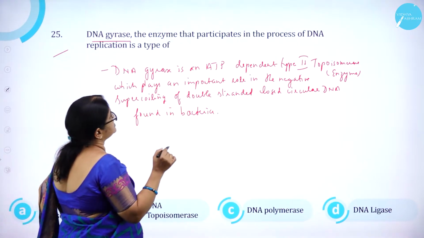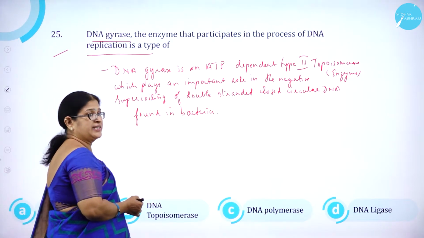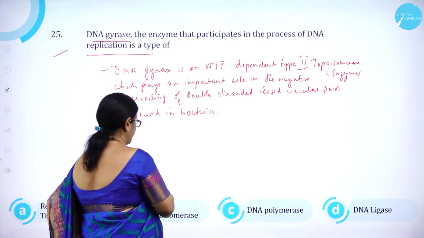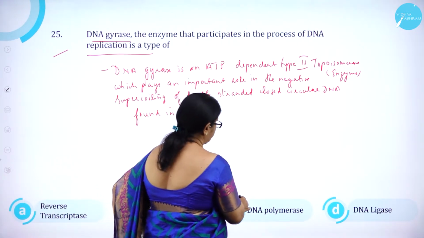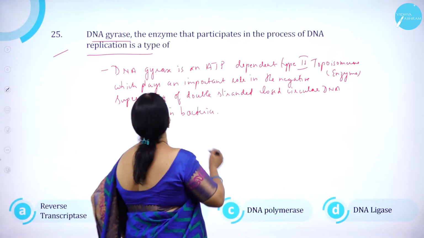DNA gyrase, the enzyme that participates in the process of DNA replication, is a type of: option A, reverse transcriptase; option B, DNA topoisomerase; option C, DNA polymerase; and option D, DNA ligase.